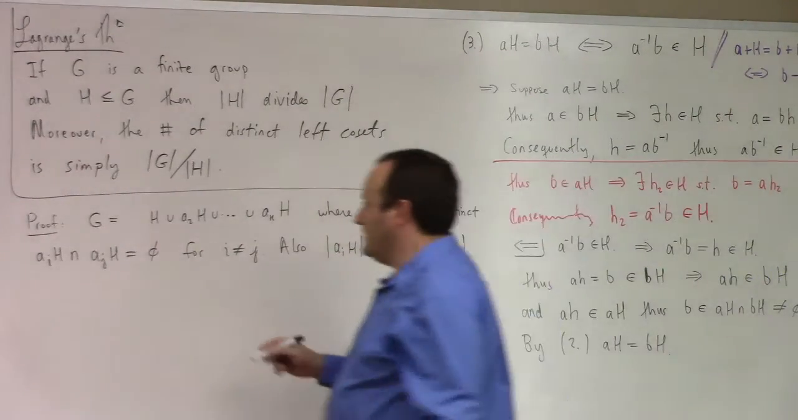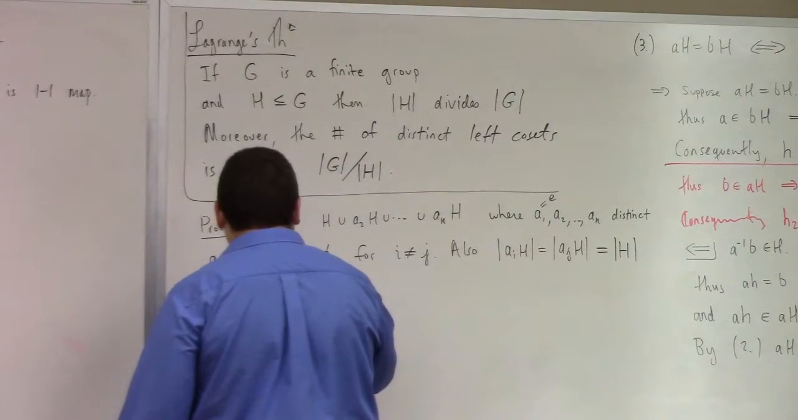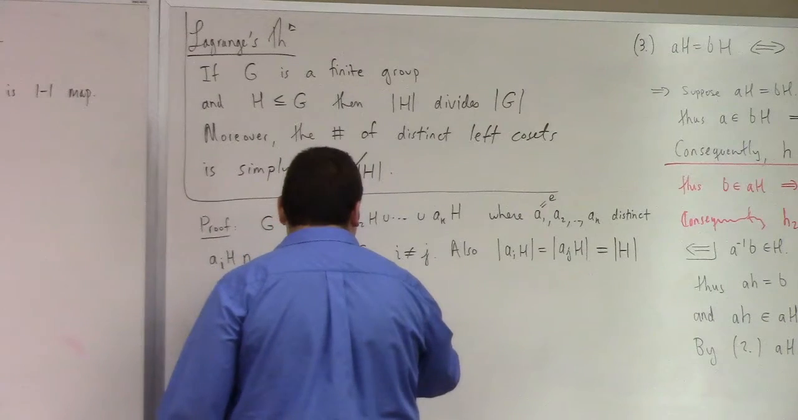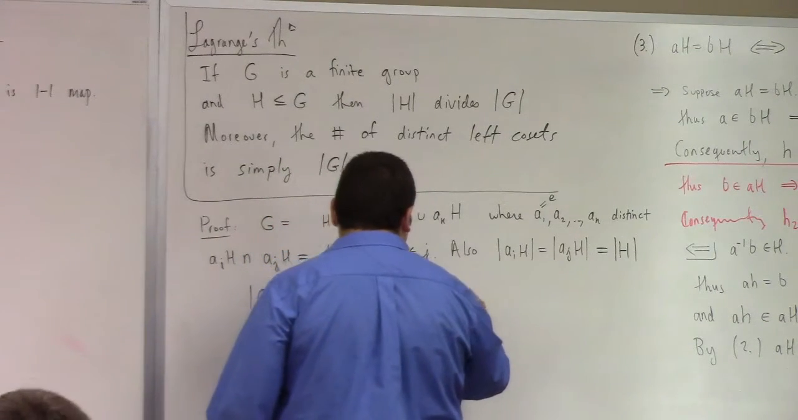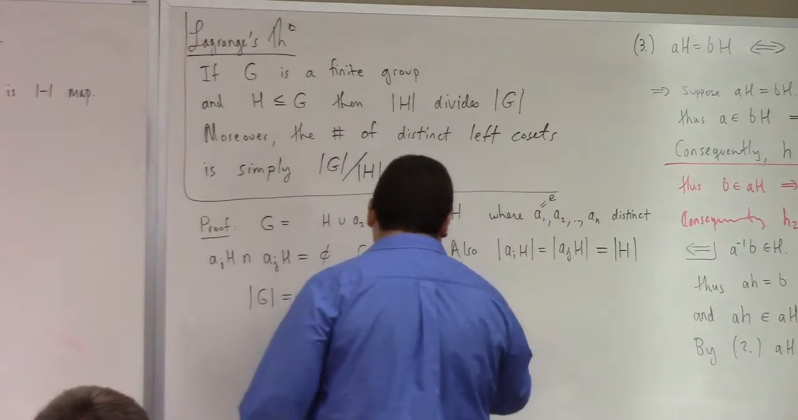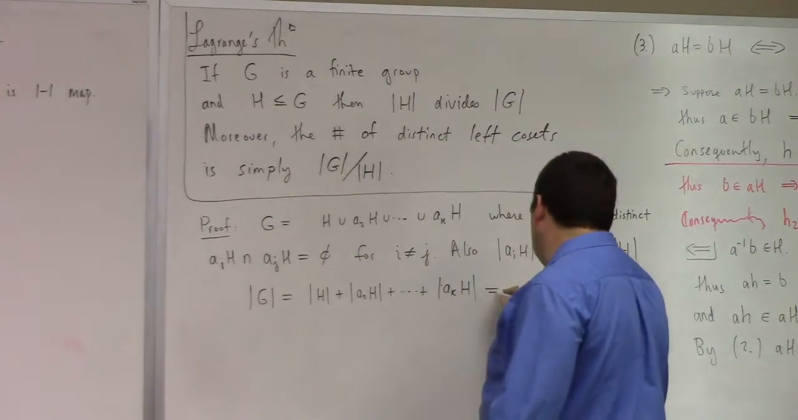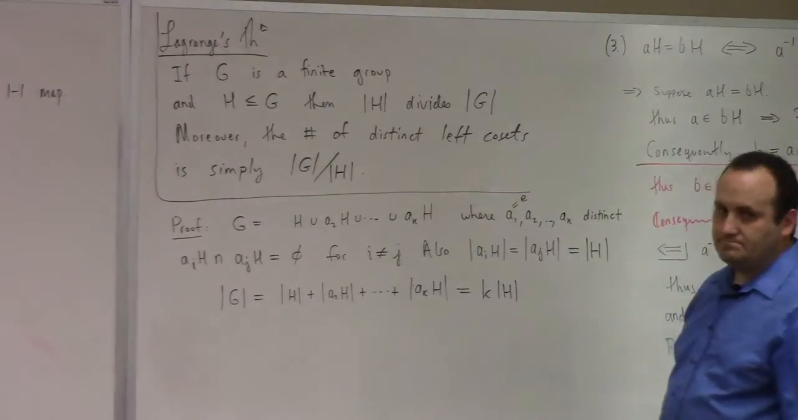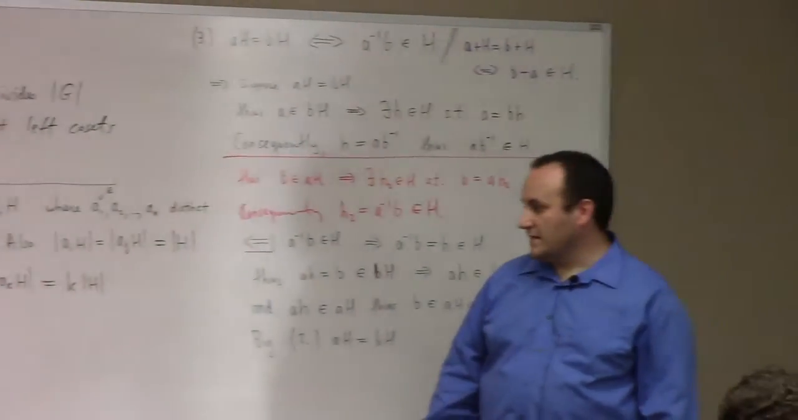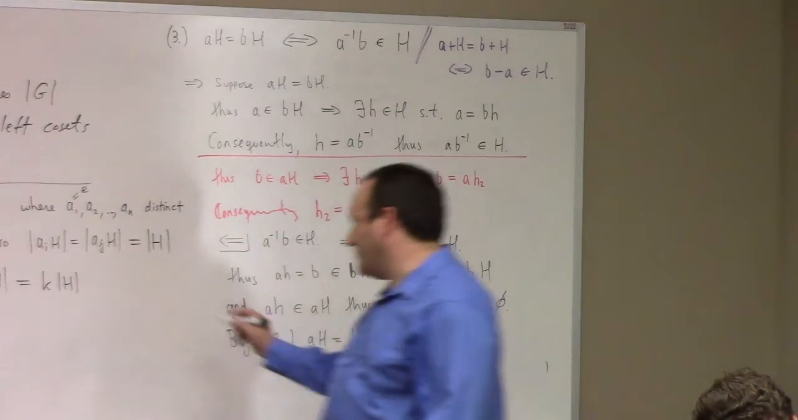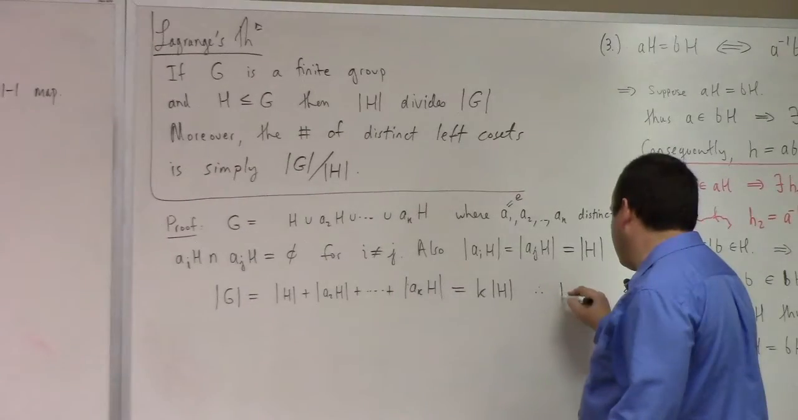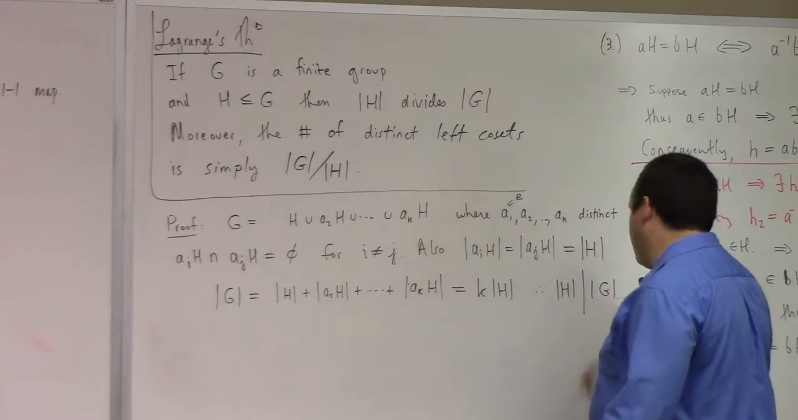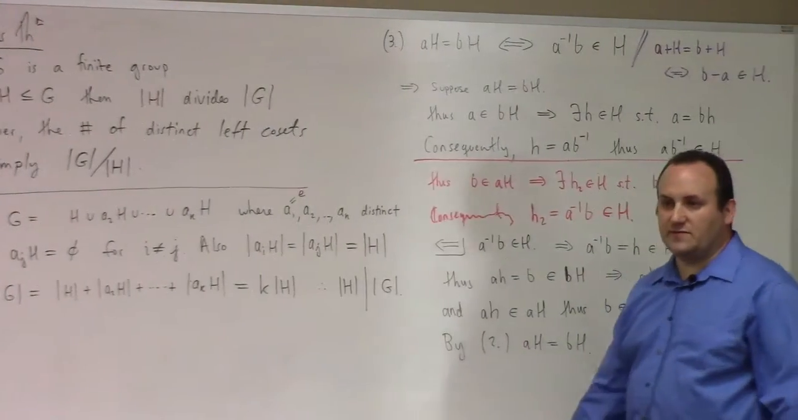So counting, the order of G is equal to the order of H plus the order of A2H plus, and so on, plus the order of AKH. But this is just K times the order of H. So what's that say? That says that the order of H divides the order of G. In other words, the order of G is a multiple of the order of the subgroup.